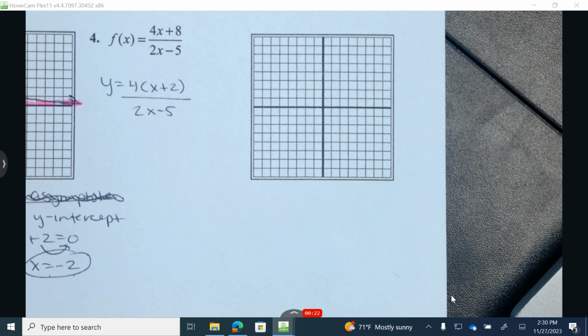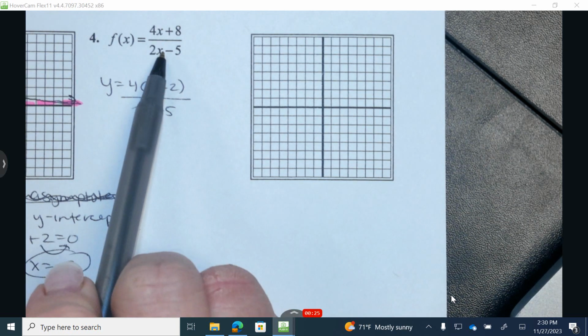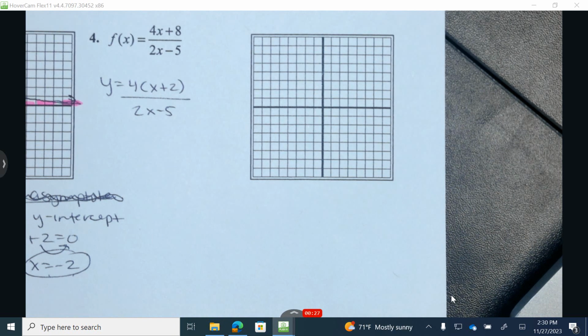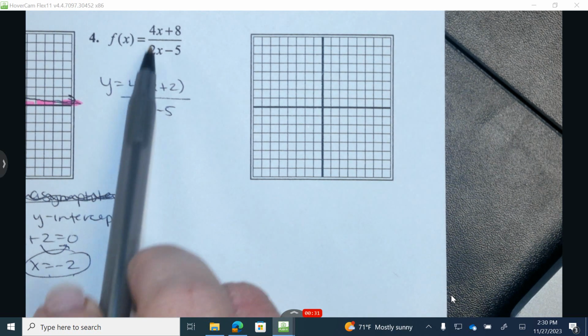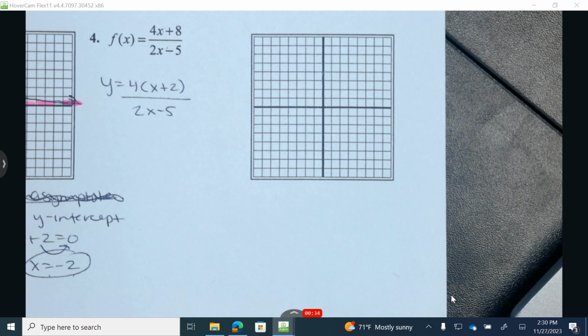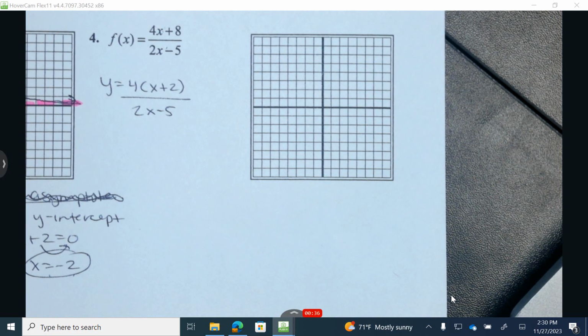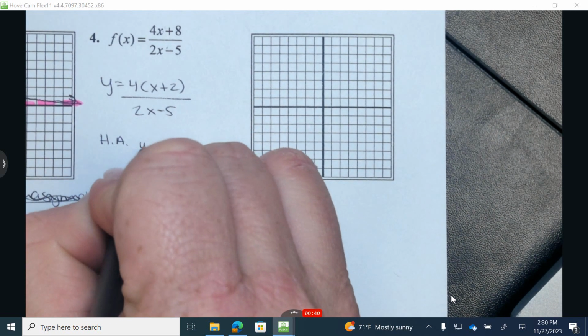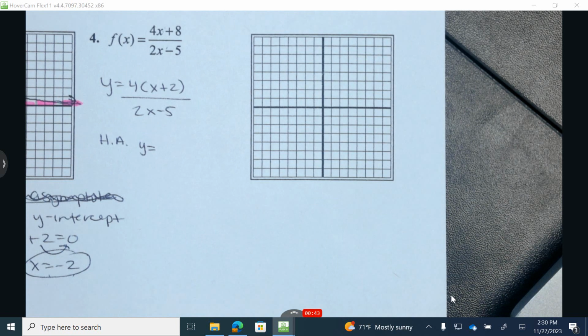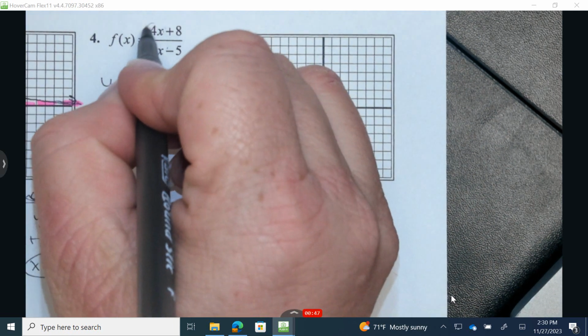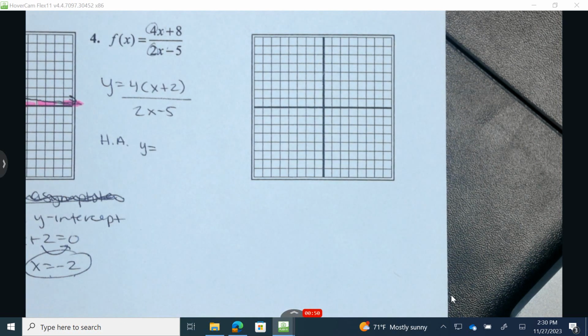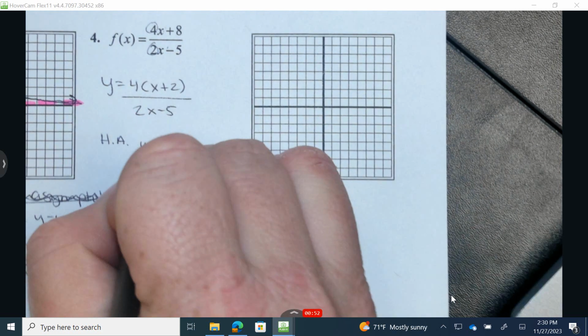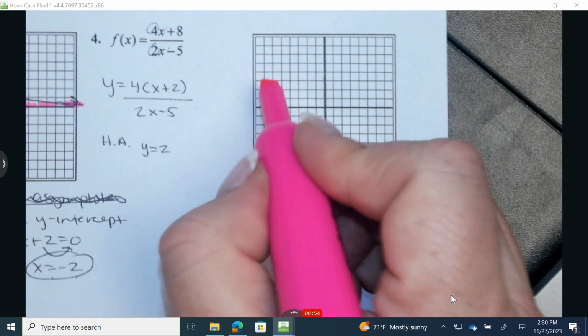Now, let's first identify the degree in the numerator, which is 1, and the degree in the denominator, which is 1. Degree is going to be the highest exponent on a variable. When the degrees are exactly the same in the numerator and the denominator, we are able to identify the horizontal asymptote, which is always going to be y equals some value if it exists, by taking the ratio of the leading coefficient in the numerator divided by the leading coefficient in the denominator. So 4 divided by 2 is 2. So I'm going to come over here, I'm going to go to positive 2.